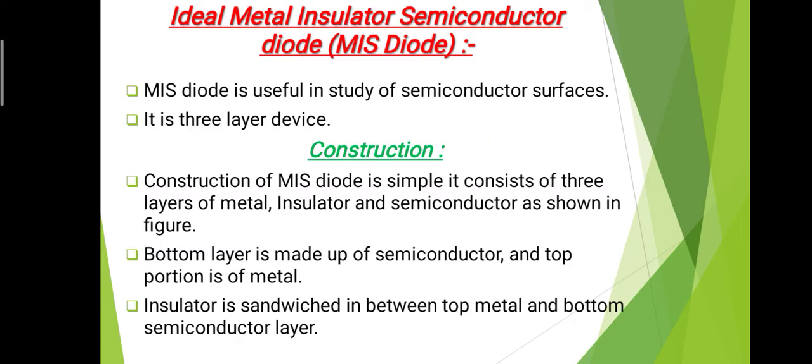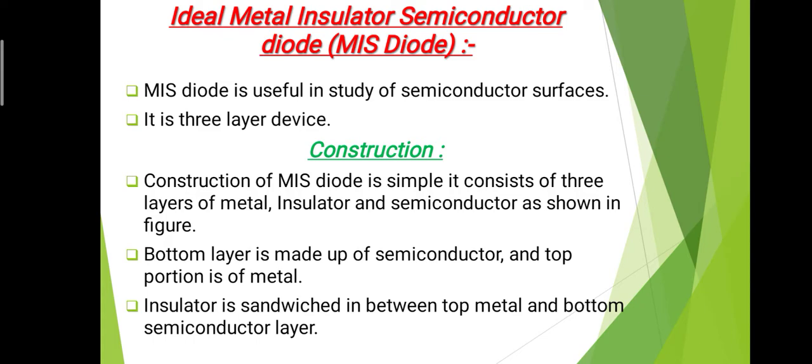Now in this video we have to discuss the second type of the diode, that is the MIS diode. The MIS diode is nothing but the metal insulator semiconductor diode, and in this we have to see the ideal metal insulator semiconductor diode. MIS diode is useful in the study of semiconductor surfaces. That means it is generally used to study the semiconductor surfaces.